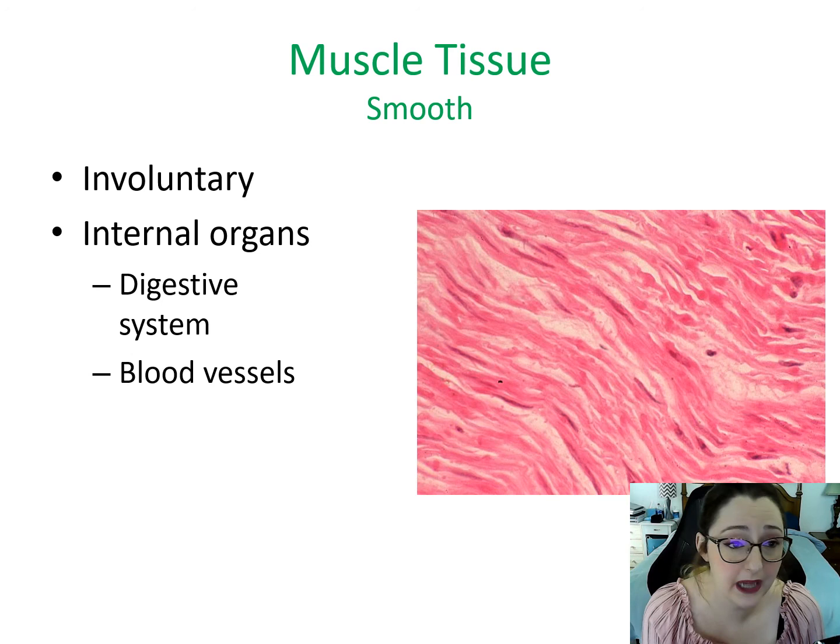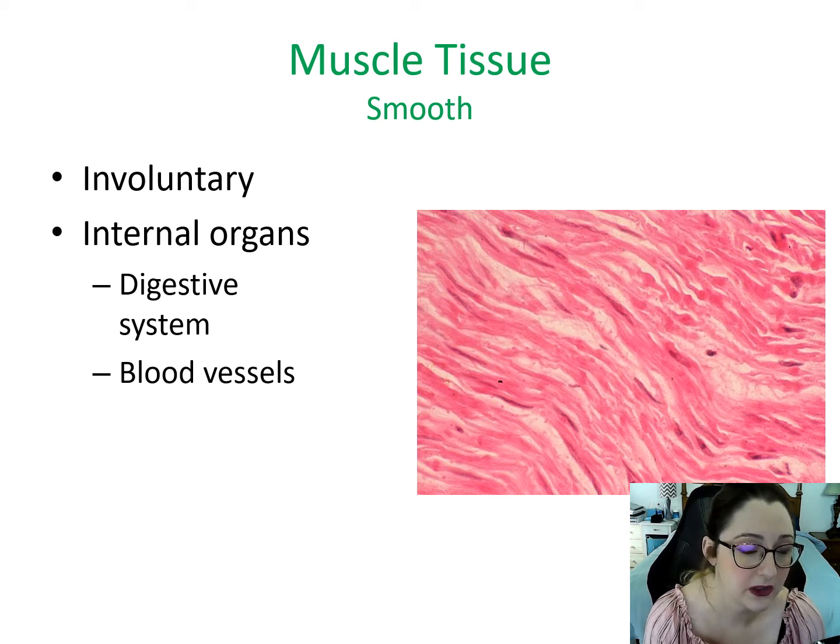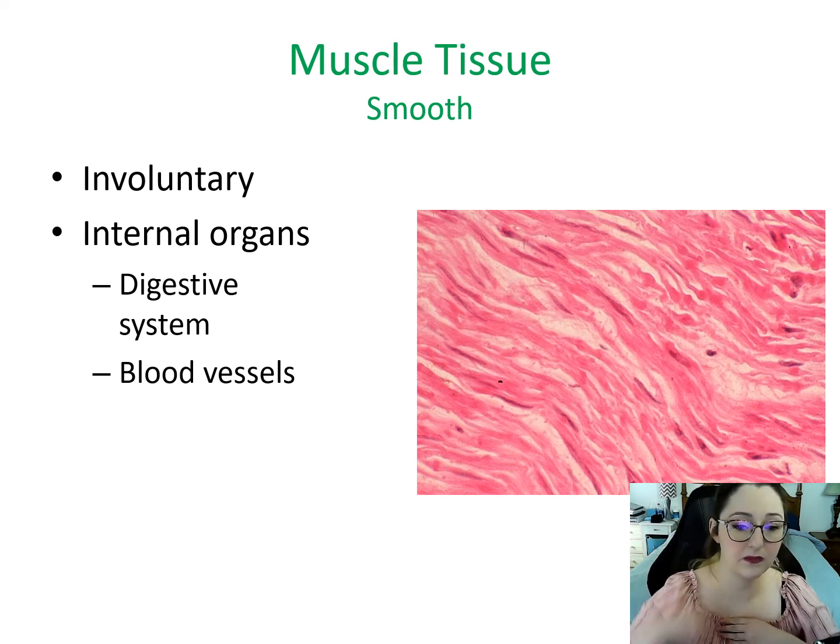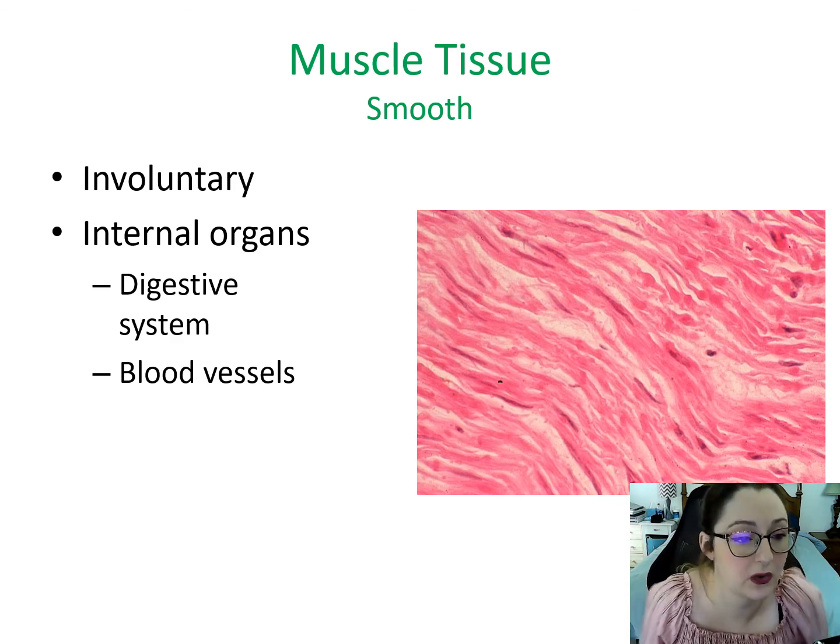So first up we have our smooth muscle tissue, which is going to kind of look like bacon in a way. To me, it kind of always has this sort of flow to it. It is going to be within your internal organs, so your digestive system is the big one that I think of, and you're also going to have smooth muscle tissue make up your blood vessels.